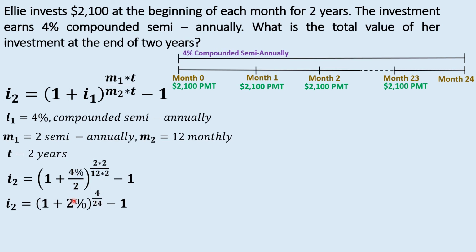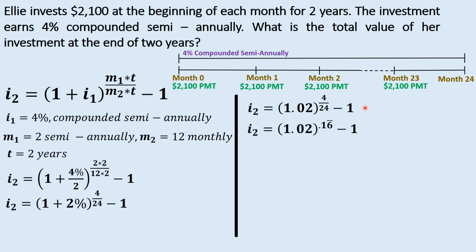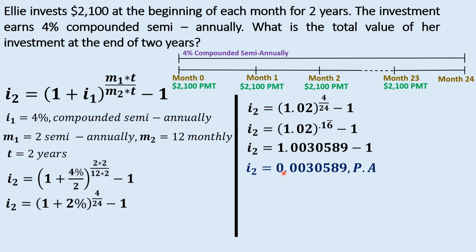And we've also divided part of the brackets where we simplified the 4% divided by 2, which gives us 1 plus 2%. Then we simplify that even further. We get 1.02 to the power of 4 over 24, minus 1. We simplify that even further. We get 1.02 to the power of 0.1666, with a recurring 6, right? So there's a line at the top. Anyways, when we take 1.02 to the power of 0.16666666, whatever it is, we get the answer of 1.0030589. Subtract 1 from that, and we get 0.030589 per annum interest rate.